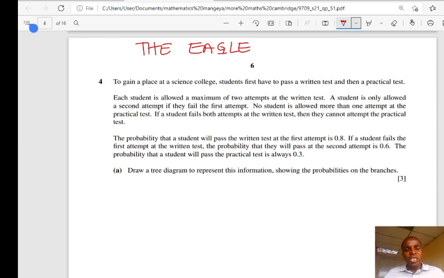If a student fails both attempts at the written test, then they cannot attempt the practical test. The probability that a student will pass the written test at the first attempt is 0.8. If a student fails the first attempt at the written test, the probability that they will pass at the second attempt is 0.6. The probability that a student will pass the practical test is always 0.3. Draw a tree diagram to represent this information, showing the probabilities on the branches.